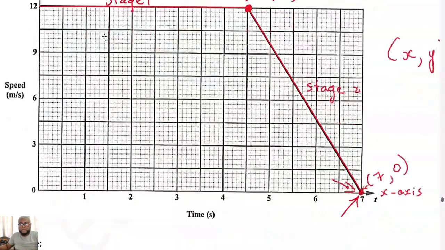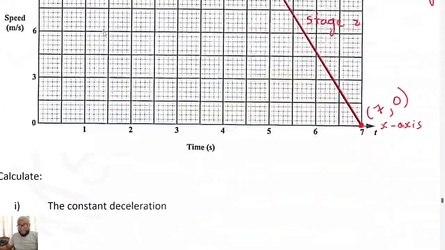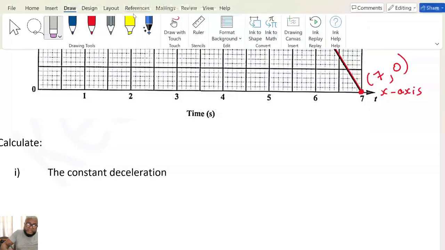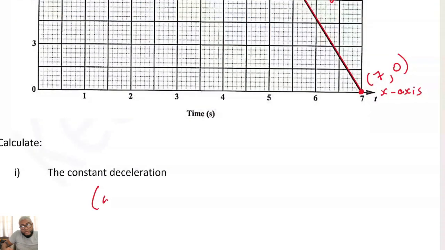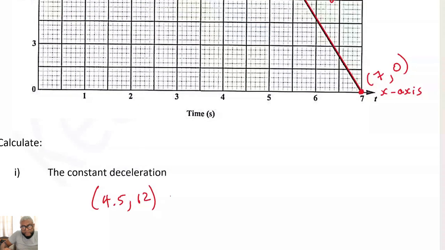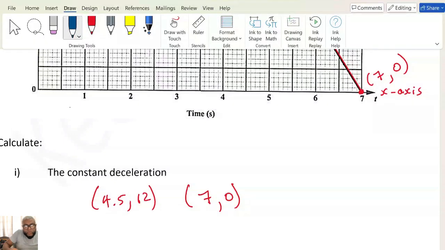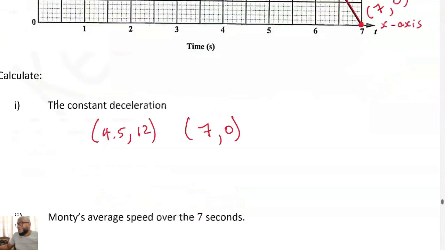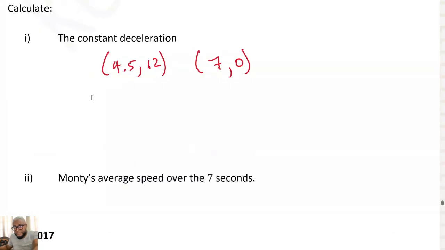Right, so let me erase this. So we have the two coordinates. I'm going to write it down here. Our coordinates are 4.5, comma 12, right? And then 7, comma 0. So now I'm going to write my formula. If they say deceleration, you just know that the acceleration is going to be 0.